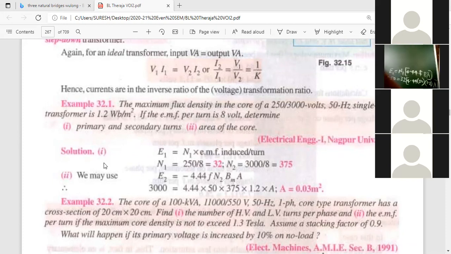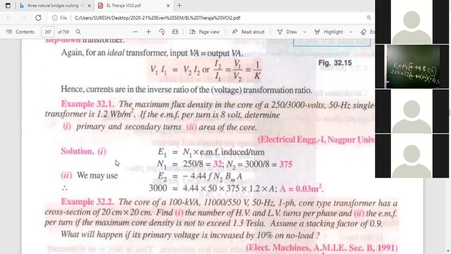So in textbook, whatever the answer they have given, we have to get that answer. Yes, sir. Okay. 0.03 meters square. In textbook, they have taken E2, but here we have taken E1. We can take anything, no problem. We'll get the same answer. Okay. That is about the first problem.